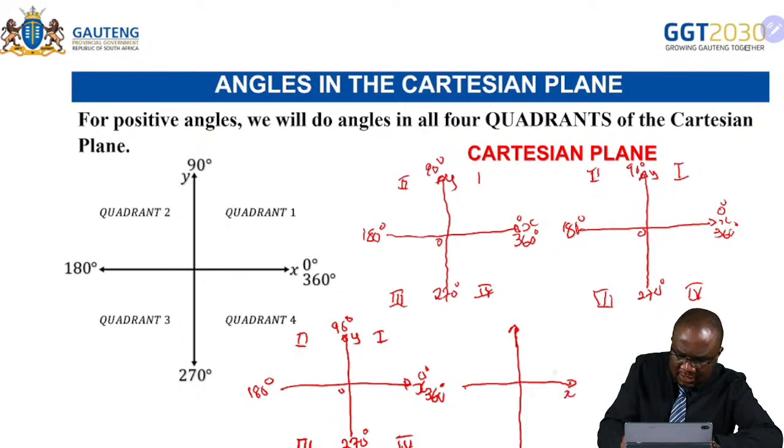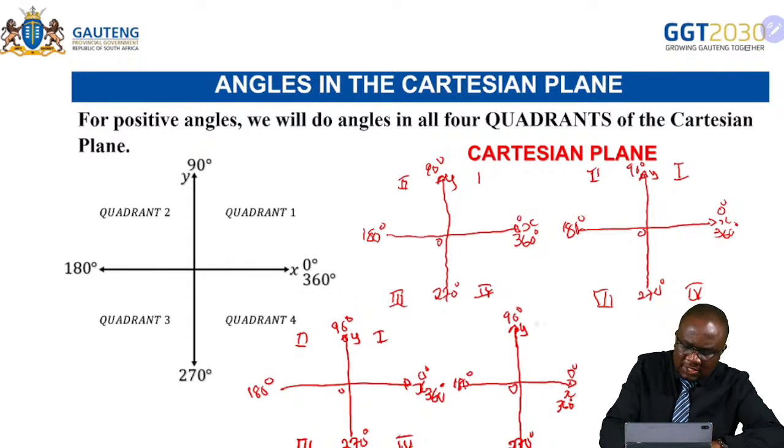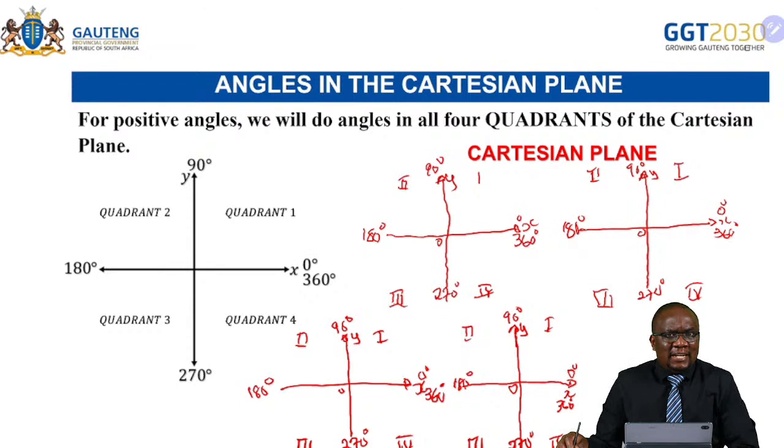Right, x-axis, y, this is 0 degrees, 90 degrees, 180 degrees, 270 degrees, 360 degrees, okay? Then the origin, right? Then let's name our quadrants. Quadrant 1, quadrant 2, quadrant 3, quadrant 4. Right, we have our 4 diagrams now. Right, 4 diagrams. Must have that.